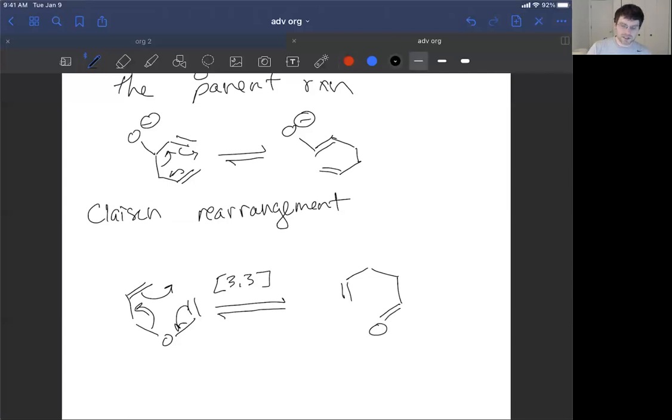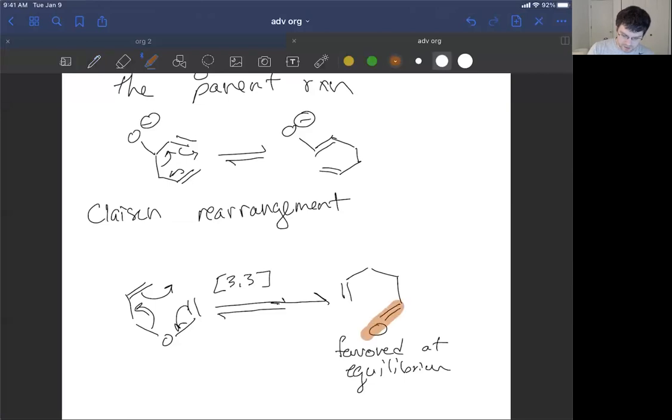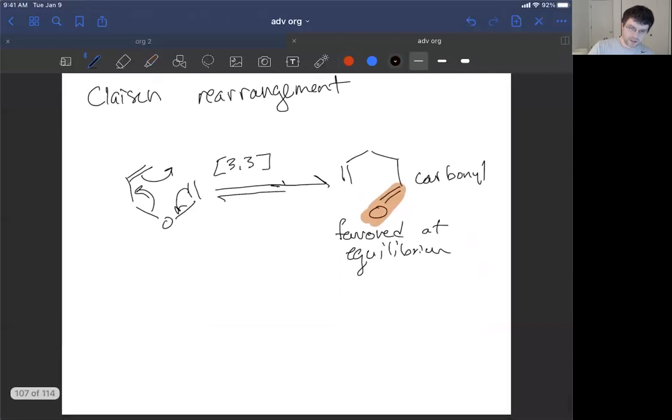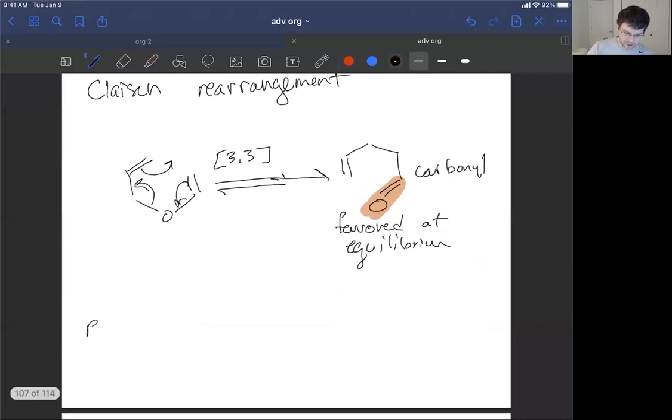And here, in this case, it's likely that we're going to see this equilibrium be favored towards the product where we have a carbonyl. So that's what's kind of cute about this reaction, is you form a carbonyl in the product. Okay, now let's look at a specific example. I think I got this from the book.